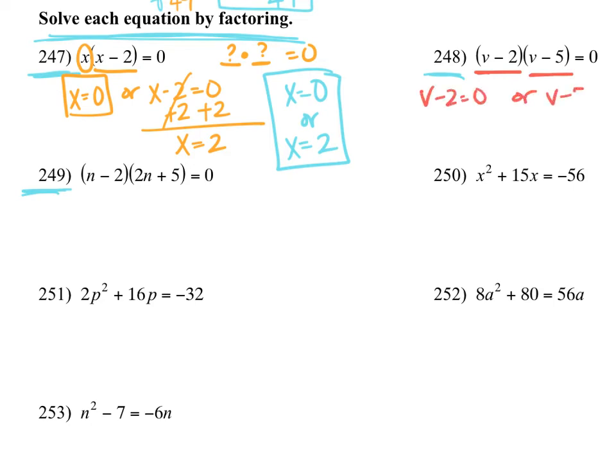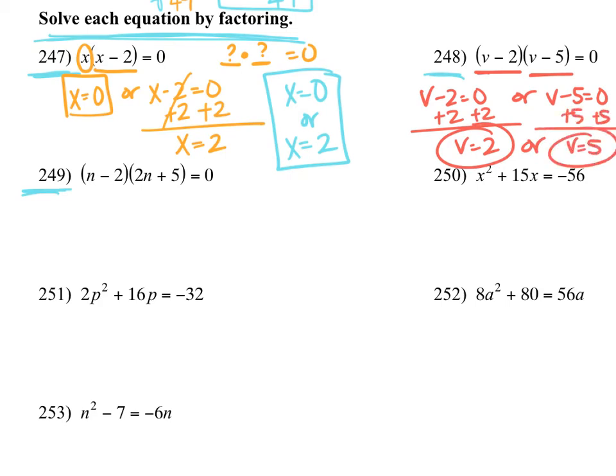Or v minus 5 equals 0, and add 2, so v equals 2, or add 5 and add 5, so v equals 5. And those would be my two answers. And don't be scared like 249 where you get fractions. So again, your first polynomial or your second polynomial is going to equal 0. So n minus 2 equals 0, or 2n plus 5 equals 0.